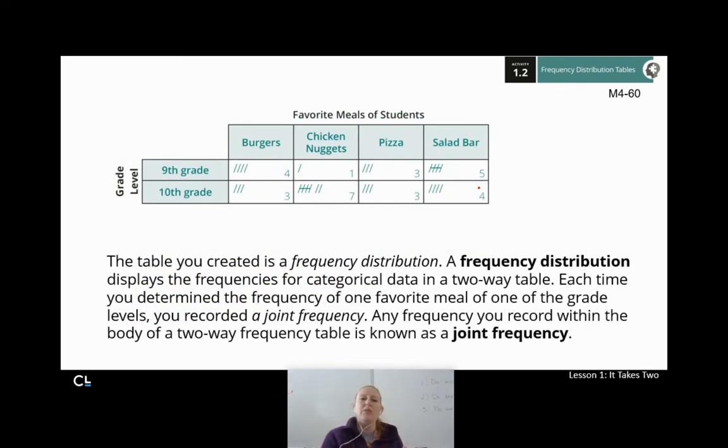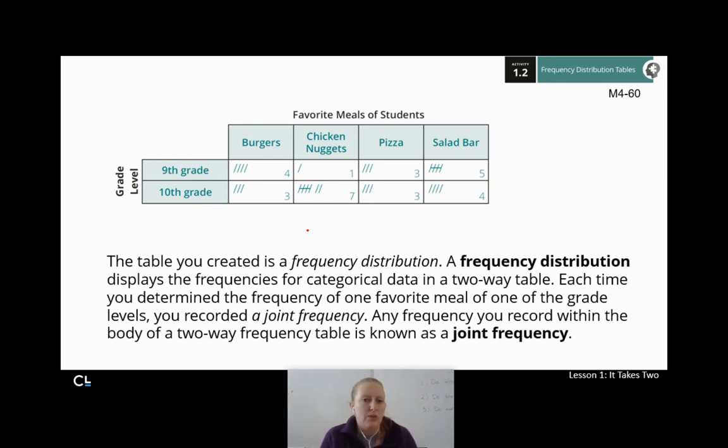So this table that we just created is called a frequency distribution table. It's a two-way frequency distribution table because I have two variables, two categorical variables that we did. And remember, frequency is just how many are in each group. So we made a two-way frequency distribution table. Yay. A frequency distribution displays the frequencies for categorical data in a two-way table.